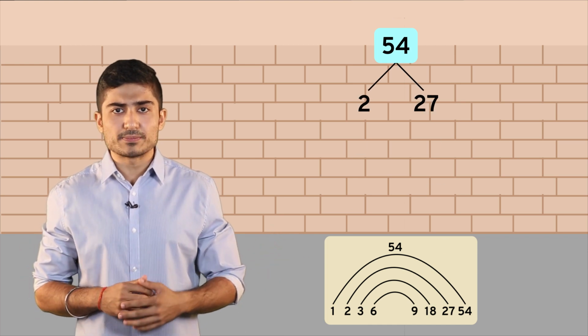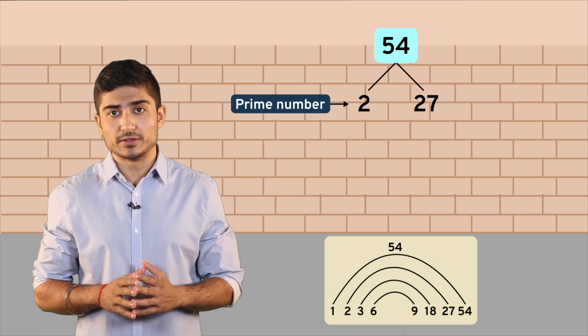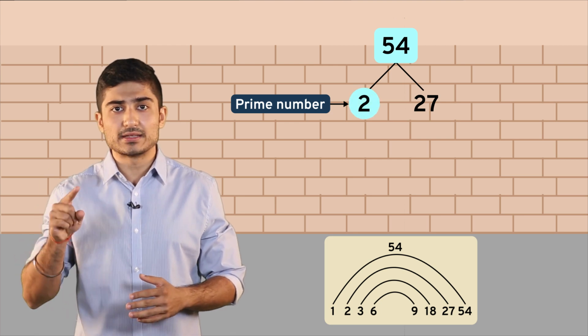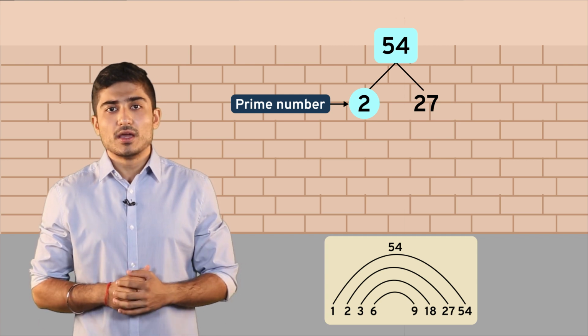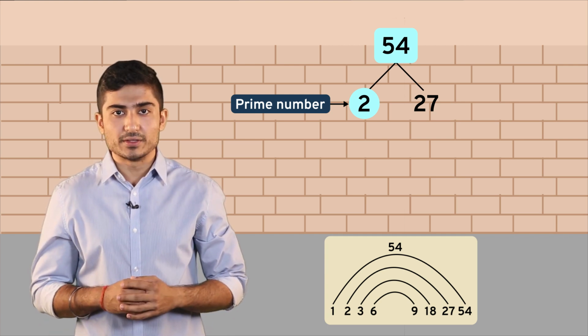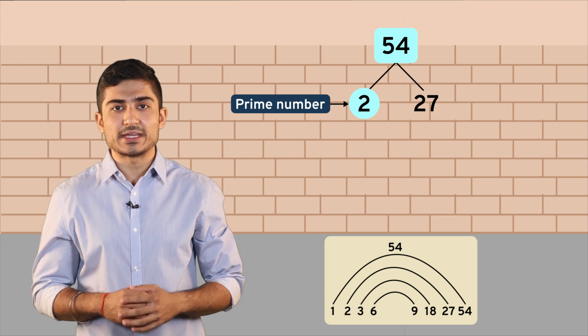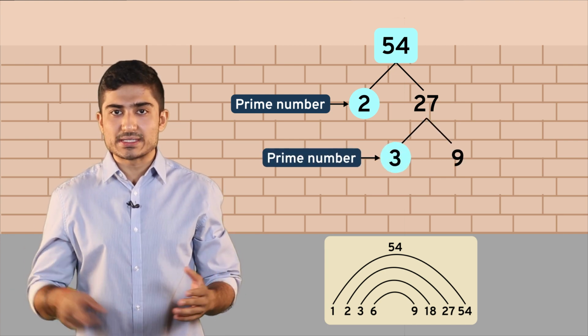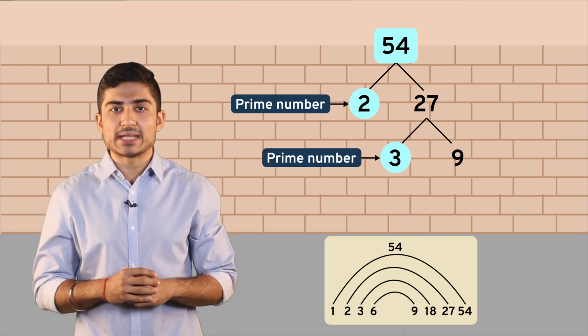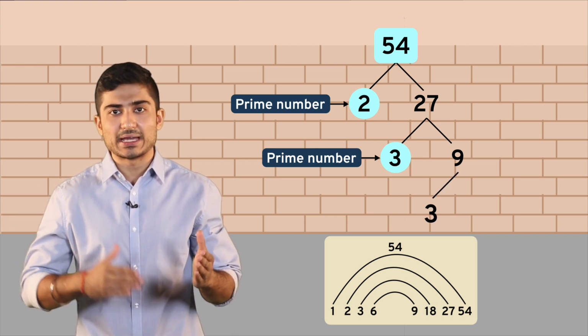Of this pair, 2 is a prime number and cannot be split further. Hence, we circle it so that we remember that we don't have to worry about it anymore. But 27 can be split further, and therefore we split 27 into its factor pair 3 and 9. 3 is a prime number, so we circle it and continue branching 9 into its factor pairs 3 and 3.